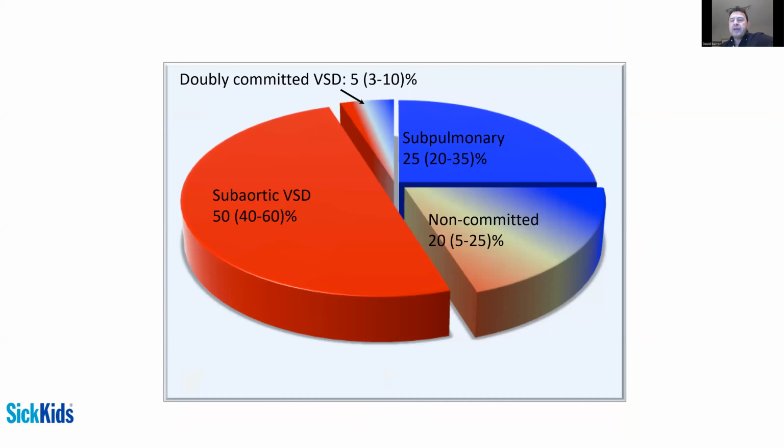So a reminder that more than half of these VSD positions in the setting of DORV will be subaortic. The next most common is that the defects are subpulmonary. The less common variants are those that are truly non-committed or remote VSDs. And then the rarest of all are the ones that are doubly committed. So they're really quite unusual.